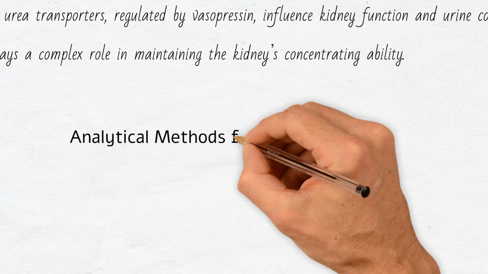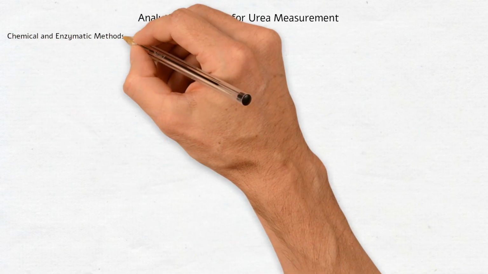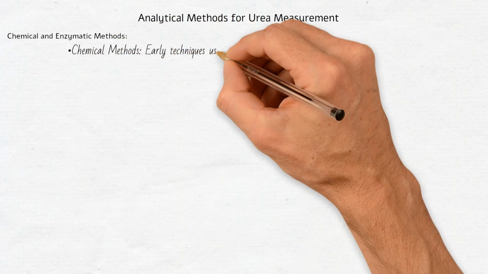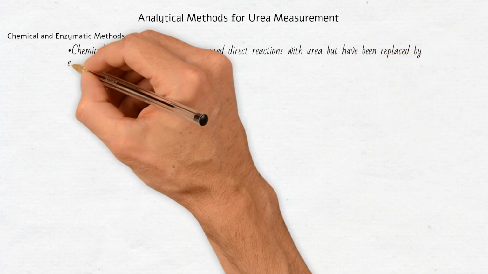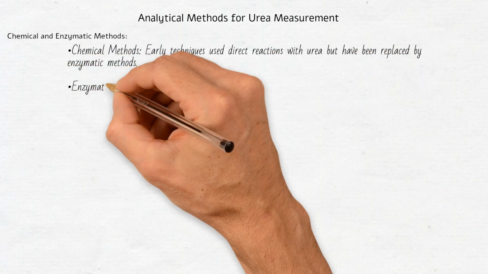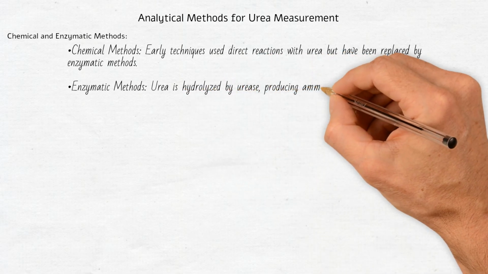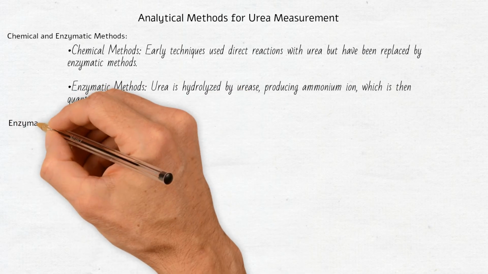Analytical methods for urea measurement. Chemical and enzymatic methods. Chemical methods. Early techniques used direct reactions with urea but have been replaced by enzymatic methods. Enzymatic methods. Urea is hydrolyzed by urease, producing ammonium ion, which is then quantified. Enzymatic approaches in detail.